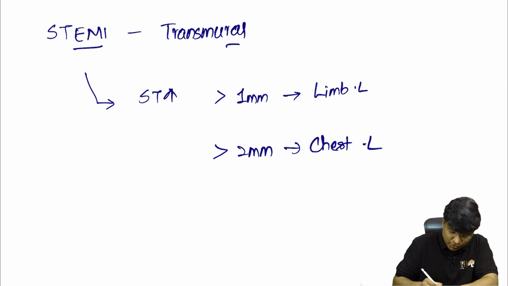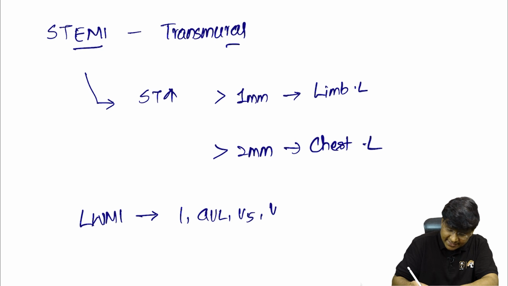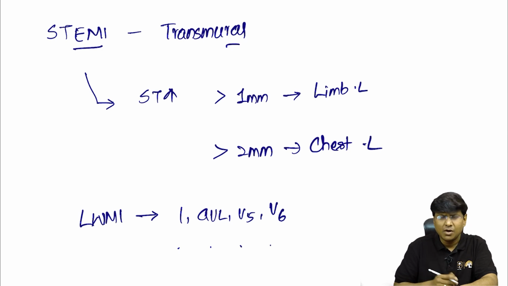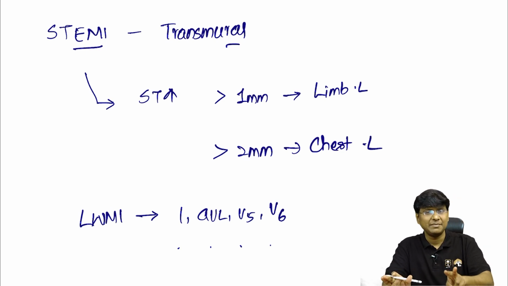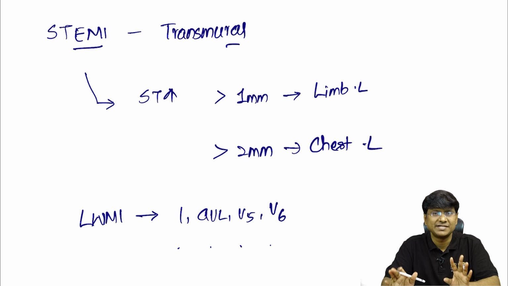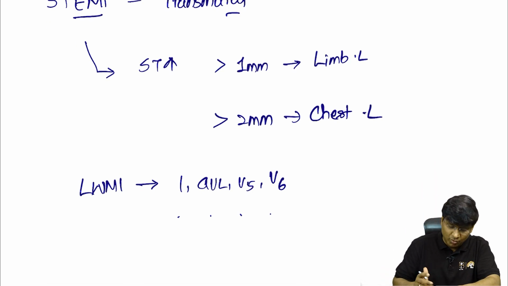I'll discuss. So you take the case of lateral wall MI. In lateral wall MI, the ST segment elevation should be there in 1, AVL, V5 and V6, right? So the ST segment elevation should be there in 1 and AVL, or in V5 and V6, or it can be in all the leads also. There can be ST segment elevation, but minimum in 2 contiguous leads there should be ST segment elevation. Alright, so that is about lateral wall MI.